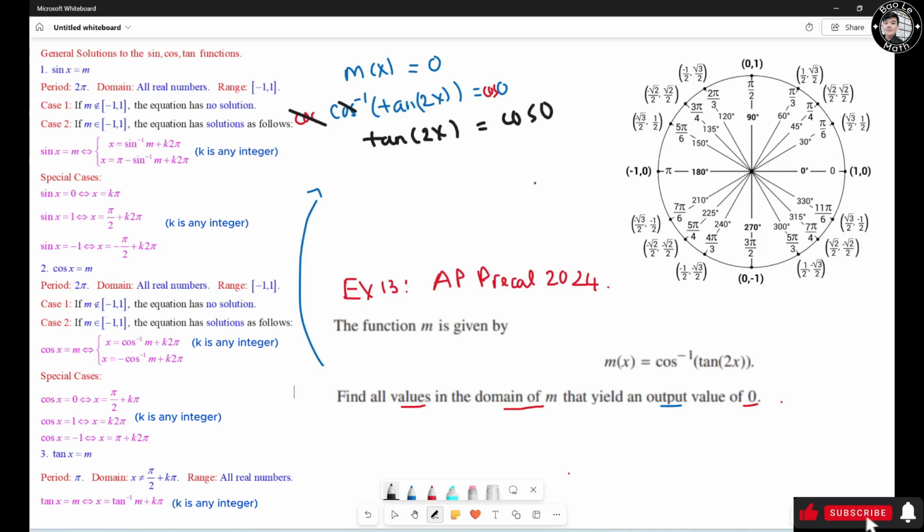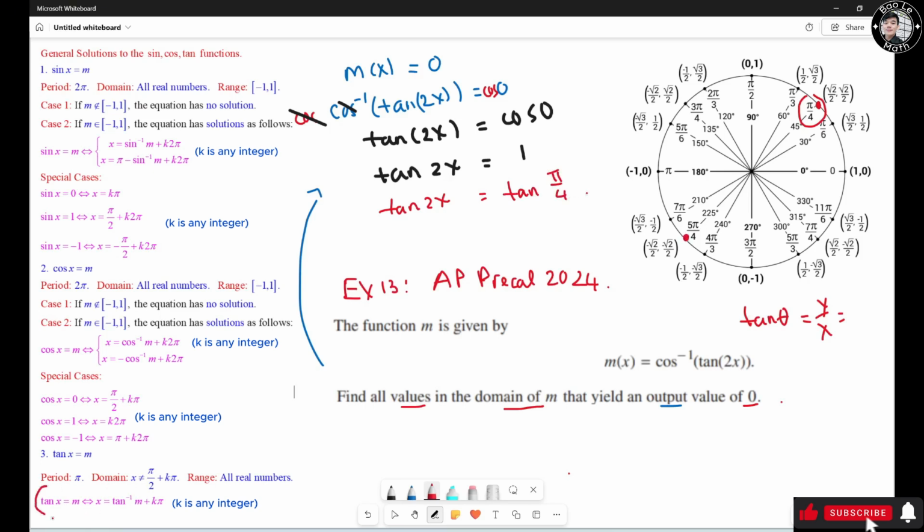So you have tangent of 2s equals cosine 0. Cosine 0 equals 1, so you have tangent 2s equals 1. Because tangent of theta equals y divided by x, it can be root 2 over 2 divided by root 2 over 2. It can be 1. So the angle must be pi over 4. So I have tangent of 2s equals tangent of pi over 4.